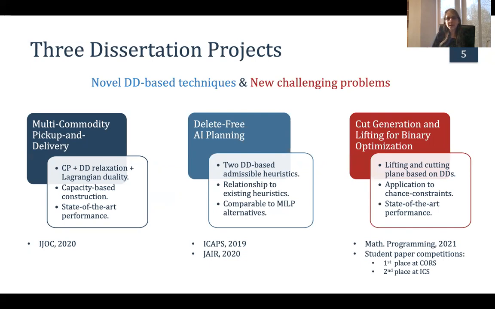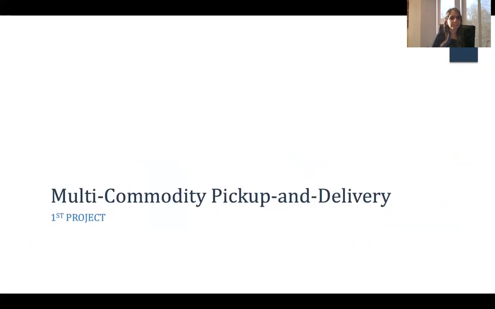And the last project is cut generation and lifting for binary optimization problems, where we use decision diagrams to do these 2 procedures. We apply them to chance constraints, and we also achieve state-of-the-art performance. This was published in Mathematical Programming very recently, and it won 2 student paper awards, first place in the Canadian Operational Research Society competition, and second place in the INFORMS Computing Society competition.